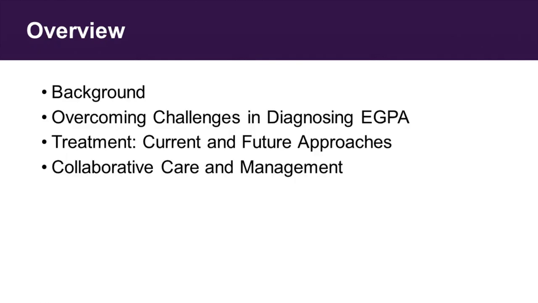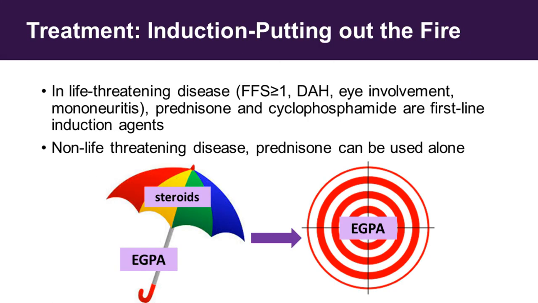So with that information in mind in terms of some of the phases of EGPA, what are some of the clinical characteristics and things we're looking for, I'm going to move over into treatment. So current and future approaches. I'll talk a little bit about what we've used so far and then what's on the horizon in terms of possibilities.